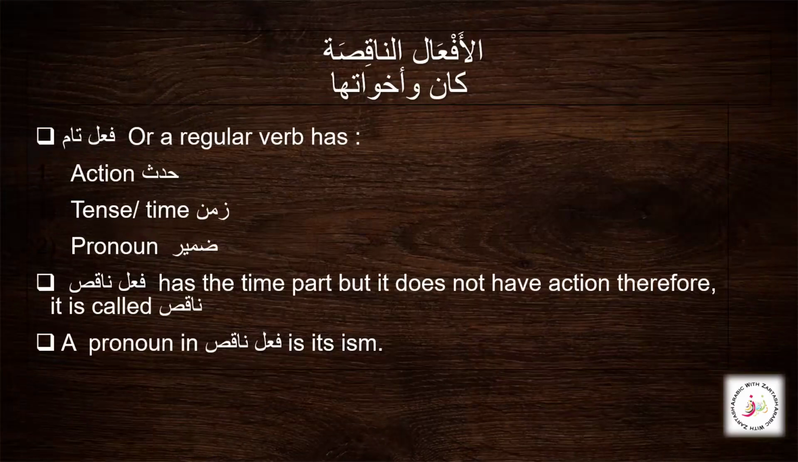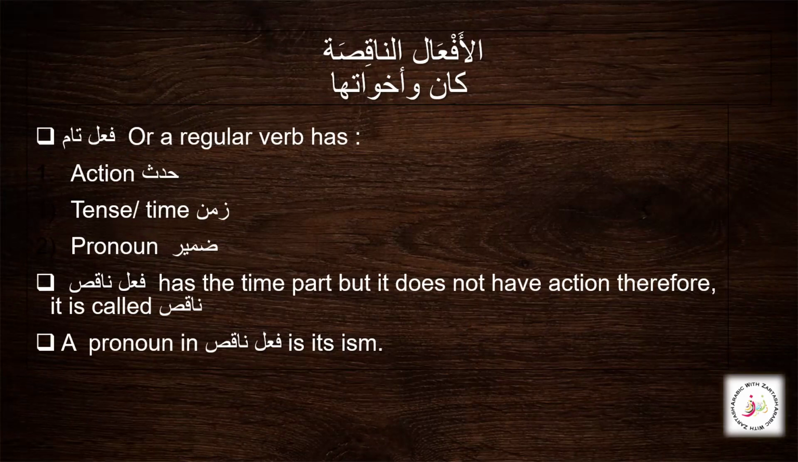We learned that there is a fi'l tam and a fi'l naqis. We know that fi'l tam has its action, its time, and its pronoun, while fi'l naqis has a time part, but it doesn't have any action. Therefore, that is why we call it a fi'l naqis. And as we know, kana is the most commonly used fi'l naqis, that is why we call this set of af'al Kana wa akhawatuha.